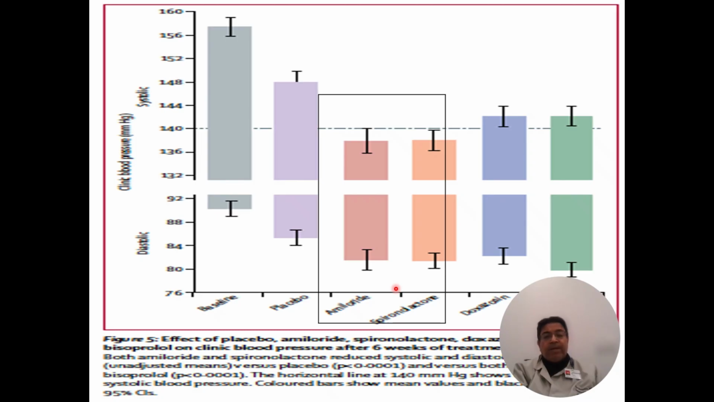This shows the visual representation of the blood pressure reduction, most marked with spironolactone, but also with amiloride. But of course, amiloride is too toxic for routine use.